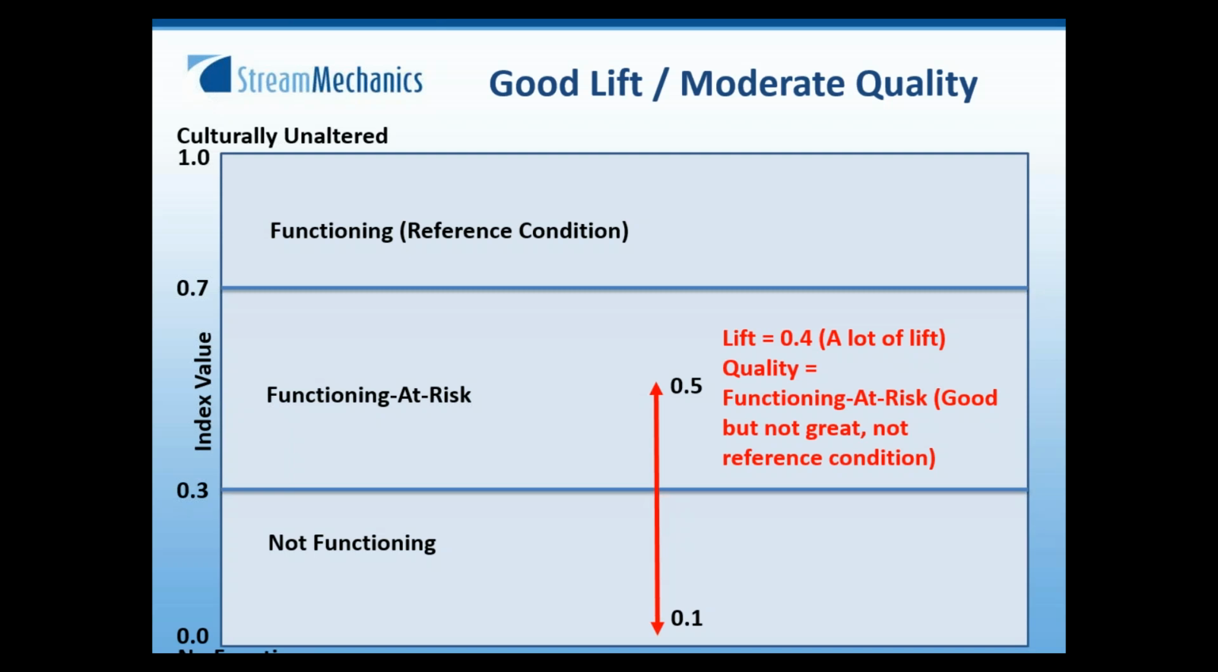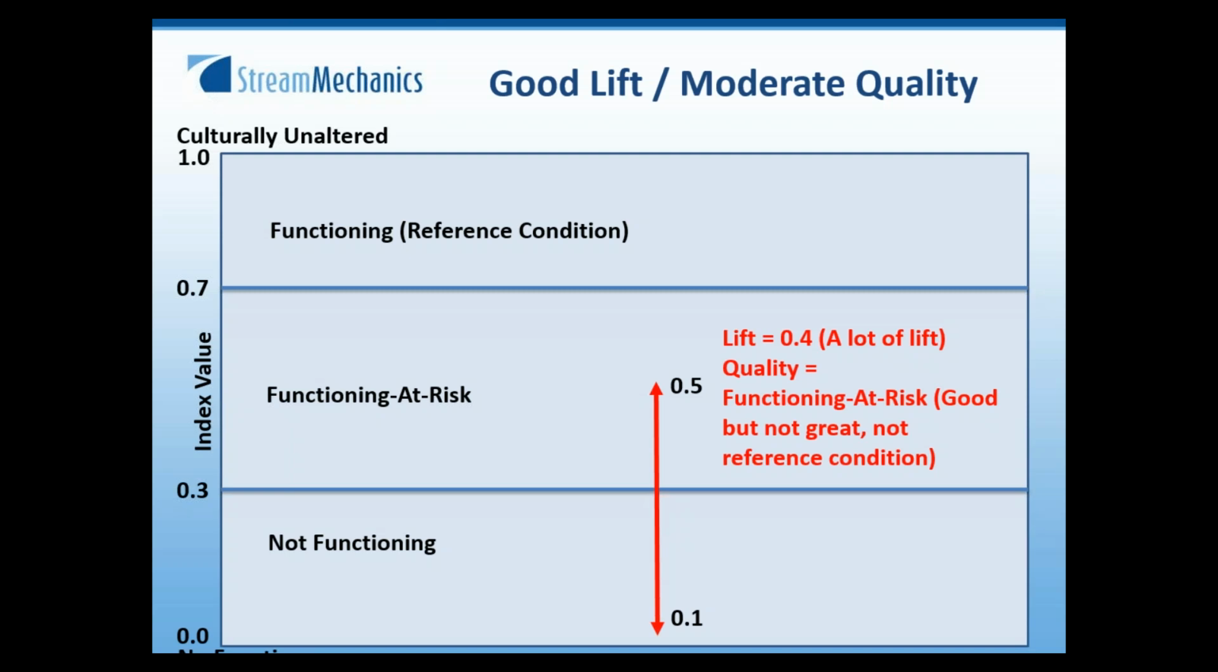So in this graph, for example, you can see that you started with a really bad stream, and this is assuming you're measuring through all 5 levels. Your stream was just trashed. It had a not functioning score of 0.1. You came in, you did some restoration activities, and you lifted it so your overall score was 0.5. Well, that's a lot of lift. Your delta here on a condition score is 0.4. But your overall quality is still middle of the road, functioning at risk.